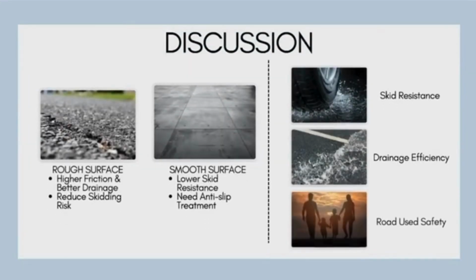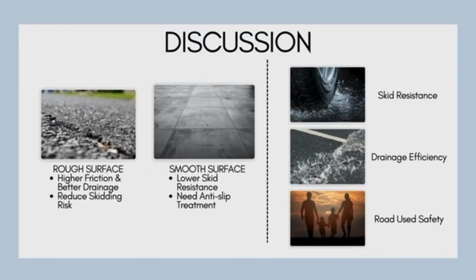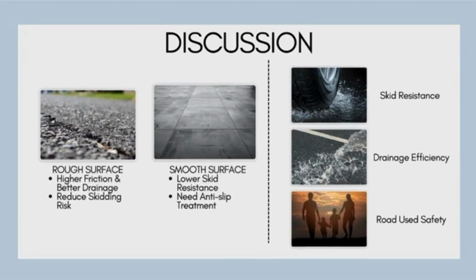The findings highlight an inverse relationship between surface smoothness and texture depth. Rougher surfaces are safer for vehicles because they provide better friction and drainage. Smoother surfaces may require additional treatments, such as anti-slip coatings, to ensure safety. Overall, the sand patch test confirms the importance of surface texture in highway design and maintenance, directly influencing skid resistance, drainage efficiency, and user safety.